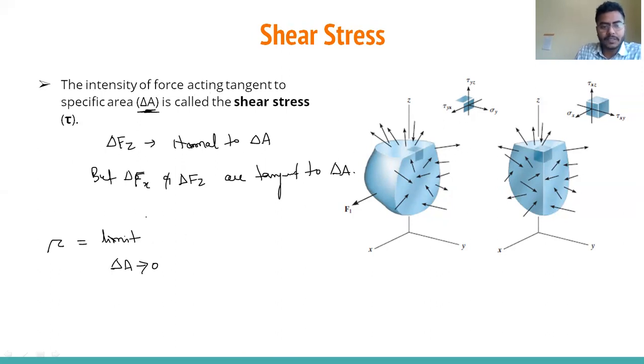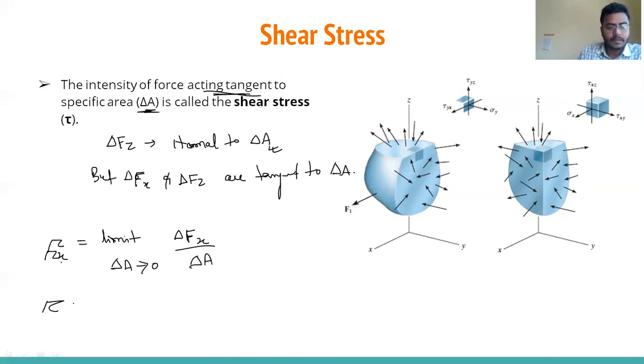Now, what are the forces acting tangentially? Always we have to find the direction or plane. What plane are we writing? We are writing on zx, tau zx. So what force will come here? Delta Fz, or x, or y? If we write z, z is normal to delta A, so this will be normal. We have to take the force acting tangent to a specific area. So we take x, and write delta Fx divided by delta A.